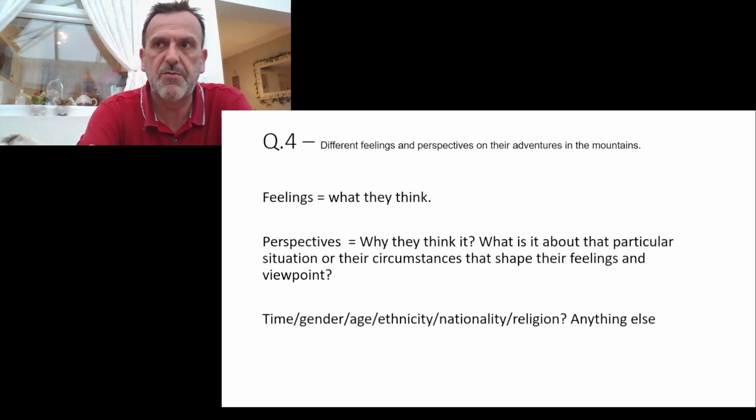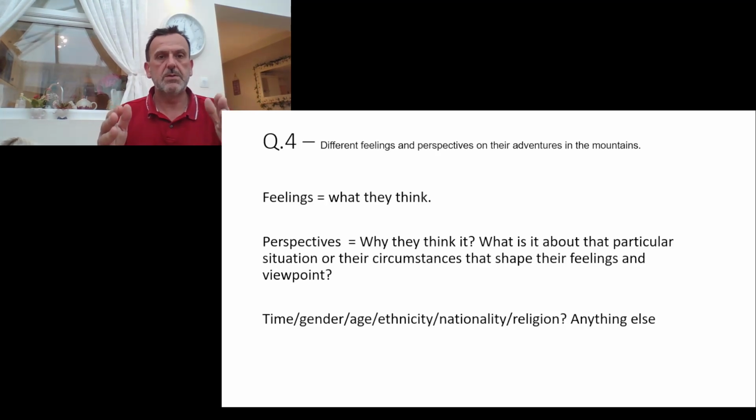So the key words are feelings and perspectives. It's basically the feelings are what they think, perspectives, why they think it. You know, what is it about a particular situation or the circumstances that shape their feelings and viewpoints. So remember, viewpoint is basically how you feel, perspective is why you feel it. He is up a mountain with his friend. He's in a bad way.